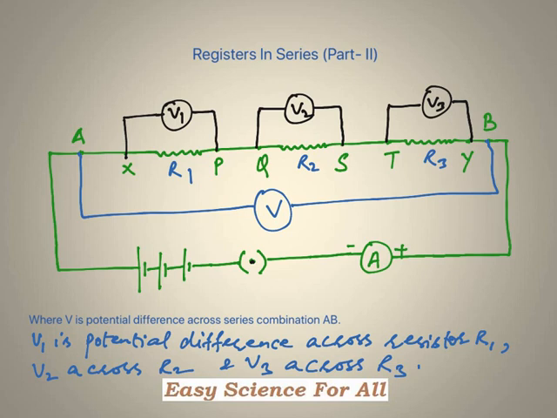In this part 2 of Resistors in series lecture, we will try to find out the relation between V, V1, V2 and V3. As you can see, here V is the potential difference across series combination A and B, whereas V1 is potential difference across resistor R1, V2 is the potential difference across resistor R2, and V3 is the potential difference across resistor R3.